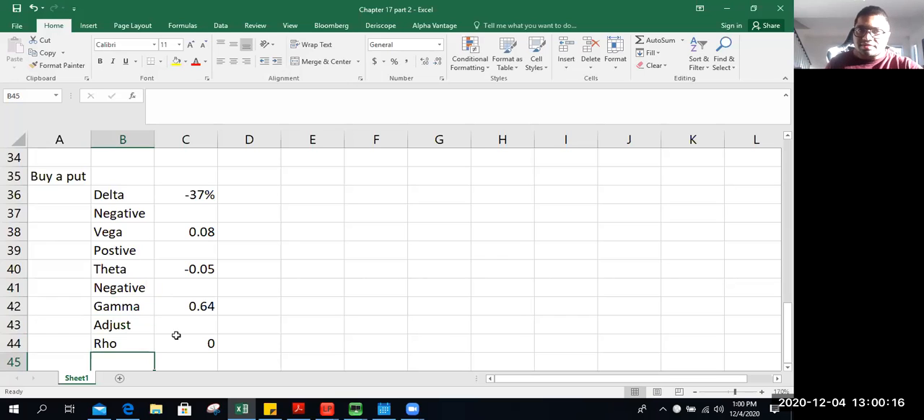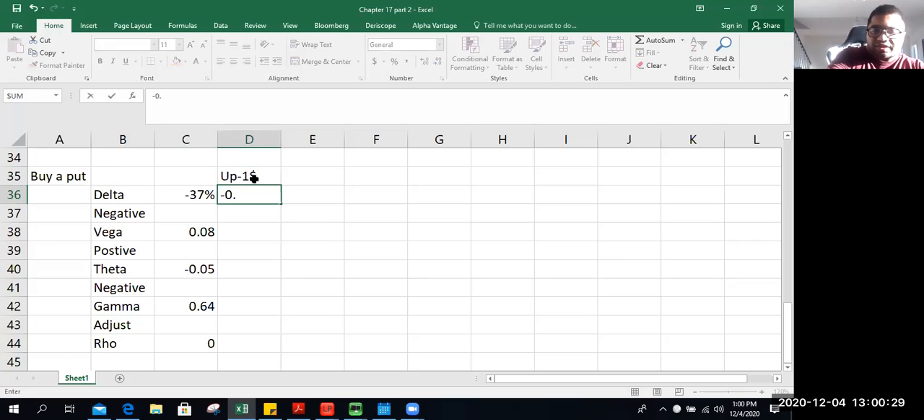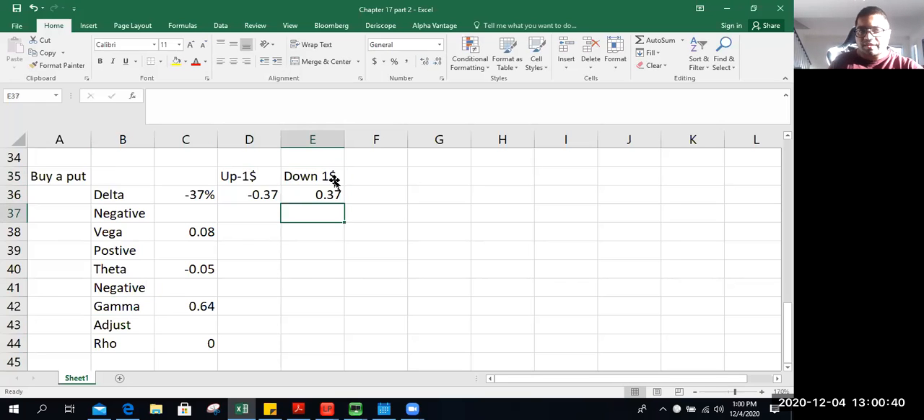So it's zero in this case. So what will happen to NIO? If NIO moves up by, let's say, $1, you're going to lose 37 cents on it. If NIO goes down by $1, you're going to make 37 cents on it.